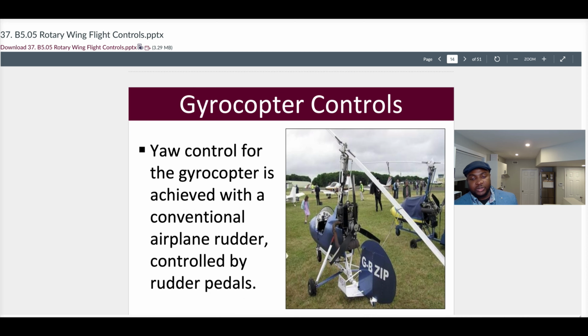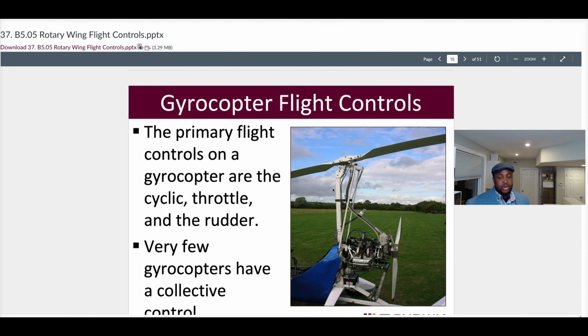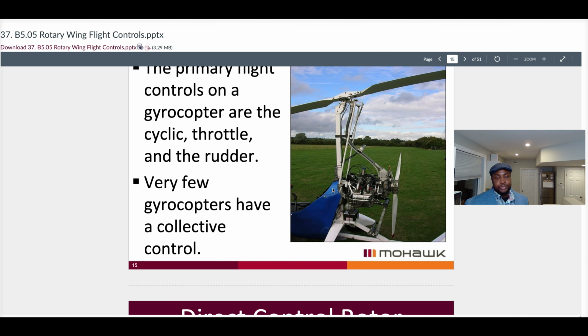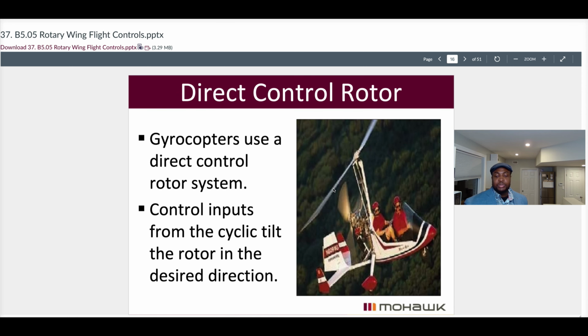Yaw control for the gyrocopter is achieved with a conventional airplane rudder controlled by rudder pedals. The primary flight controls on a gyrocopter are the cyclic, the throttle, and the rudder pedals. Very few gyrocopters have a collective control. Gyrocopters use a direct control system. Control inputs on the cyclic tilt the rotor in the desired direction.